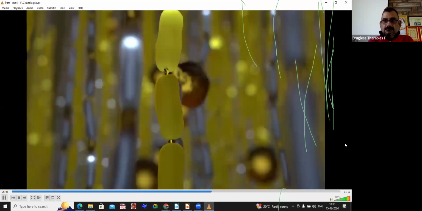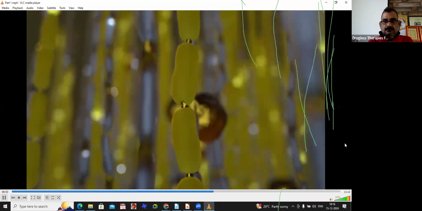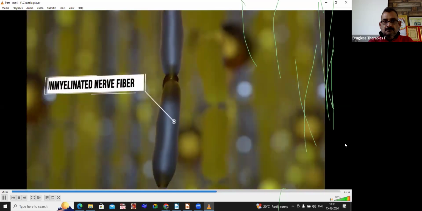On the function, neurons can also have unmyelinated nerve fibers. In that case, non-myelinating Schwann cells ensheath the axon. That means that there is no increase in conduction speed.